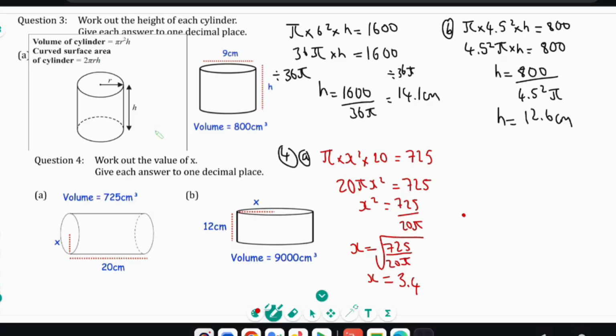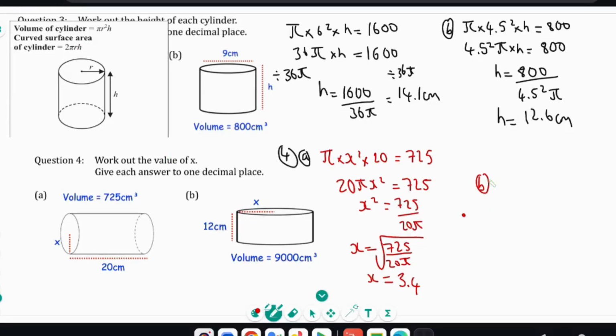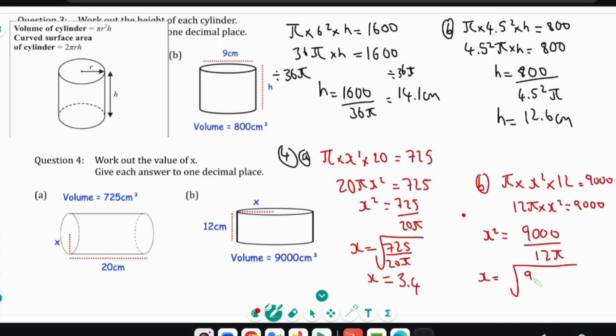I'm going to just put this formula here out of the way. Part B, pi times x squared times height is equal to 9,000. So 12 pi times x squared. Divide both sides by 12 pi. Square root both sides. 15.5.